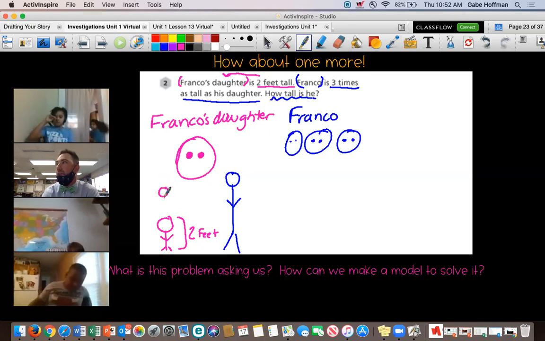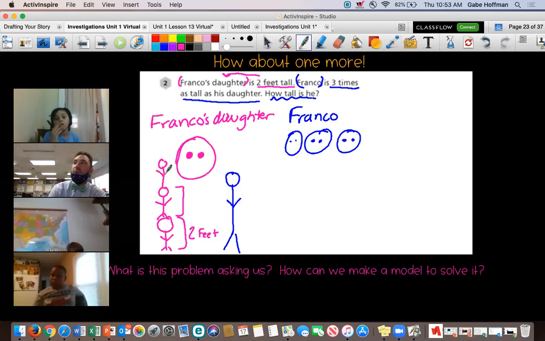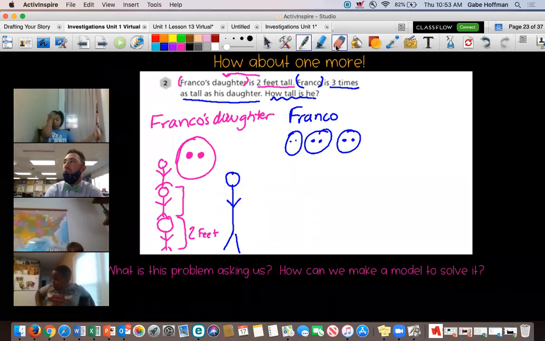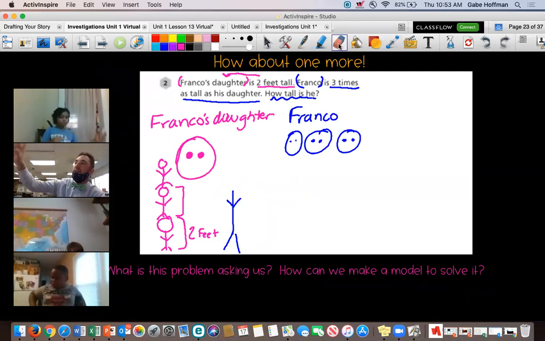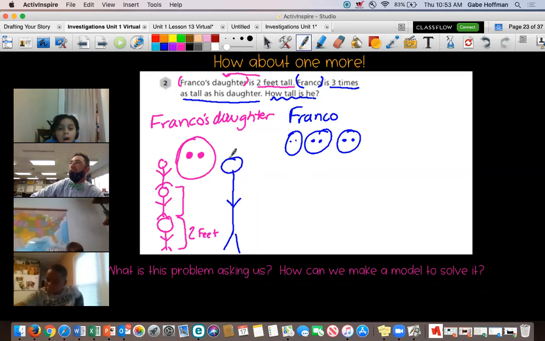So we're going to draw 3 of Franco's daughters stacked up. We had a little proportion issue here. Hang on, we'll fix Franco's height. But each of those daughters, each of the height of his daughter is 2 feet, right? So we can see that it's 2 feet and then 2 more feet stacked on top and then 2 more feet stacked on top of that. So when we put them all together, they're the same height as Franco. So we would say 2, 4, 6, right? To show that 3 of her is the same height as 1 of him. So that's what we're trying to do.